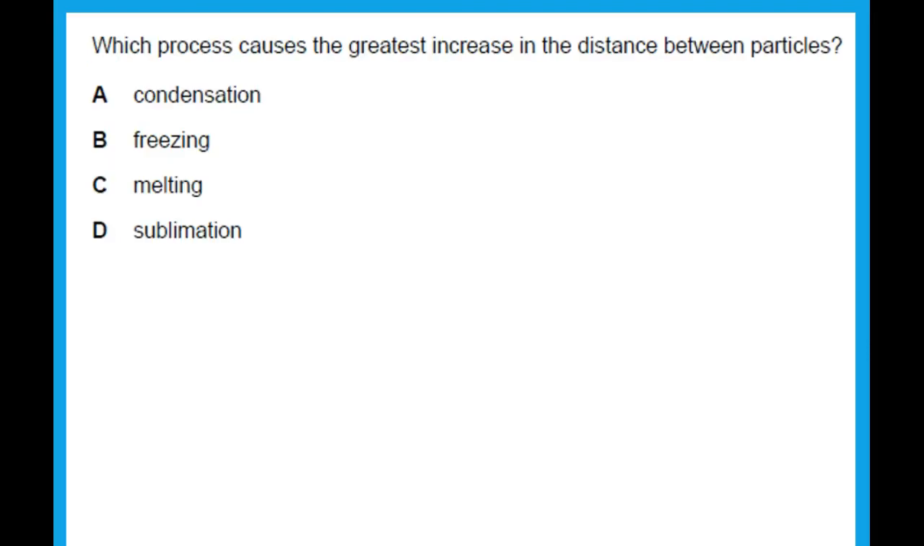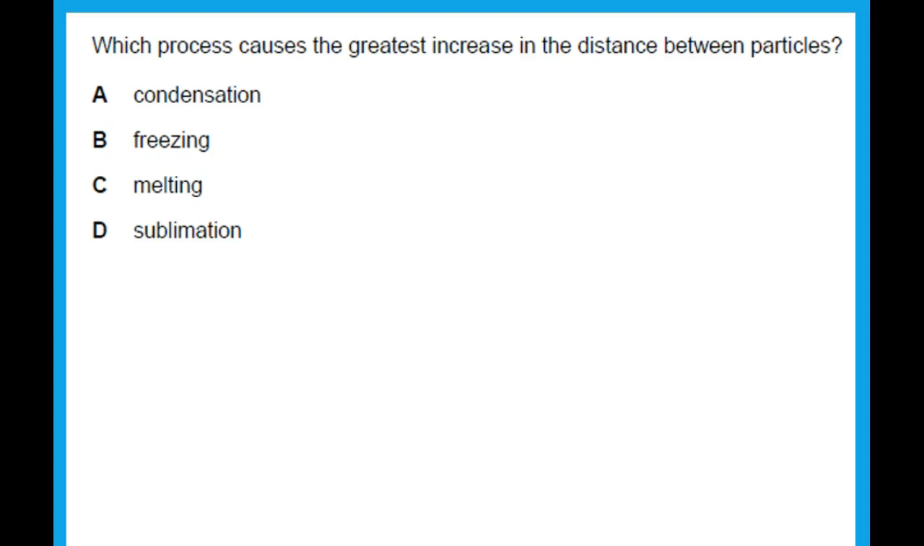Are we all okay so far? Which process causes the greatest increase in the distance between particles? So I'm looking for where it is that the particles move further apart. Condensation is the change of gas to liquid, so actually the particles are coming nearer to each other. Freezing, liquid to solid, and these particles are coming nearer to each other also.